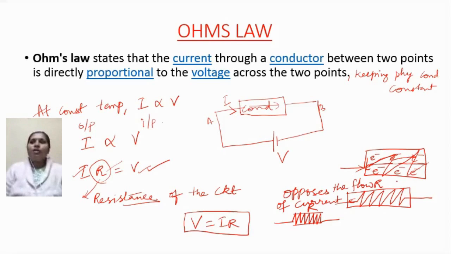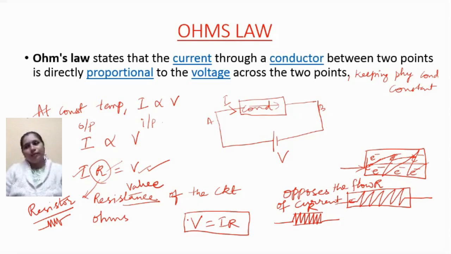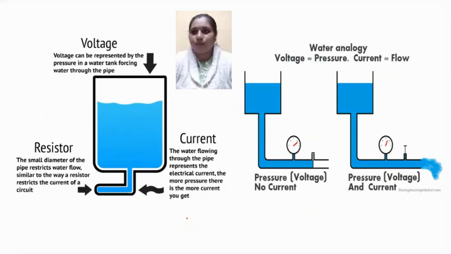Okay, why is it getting opposed? It is getting opposed because this electron is not moving linearly. It is colliding with the other electrons in the conductor, so some heat energy is produced. That is why we represent it as a resistor. The unit of resistor is ohms. Now what is the difference between resistor and resistance? Resistor is the element. Resistance is the value of the element. Now we are going to see how to find out this resistance value.